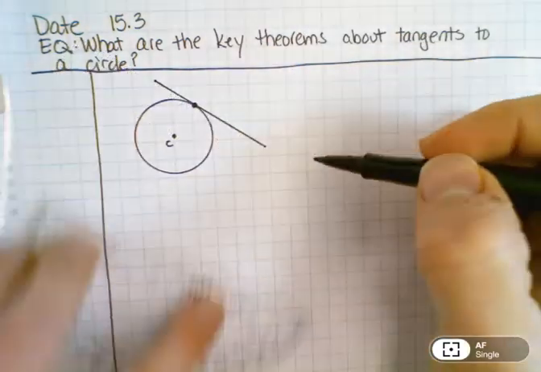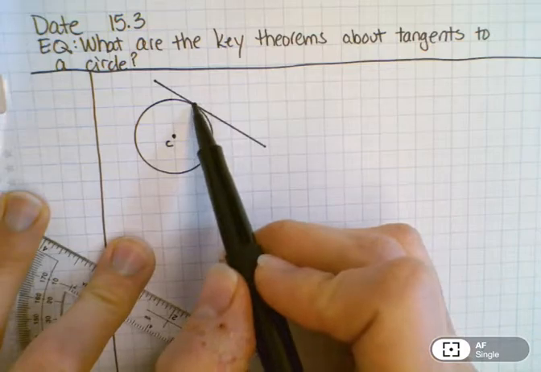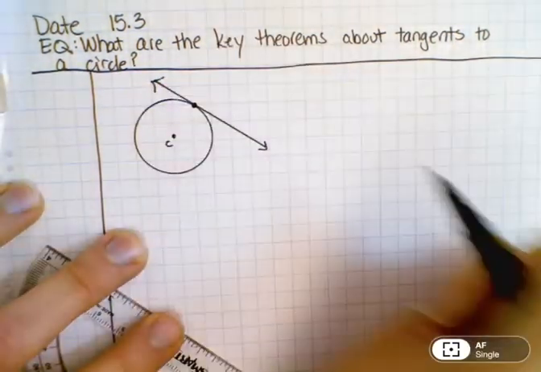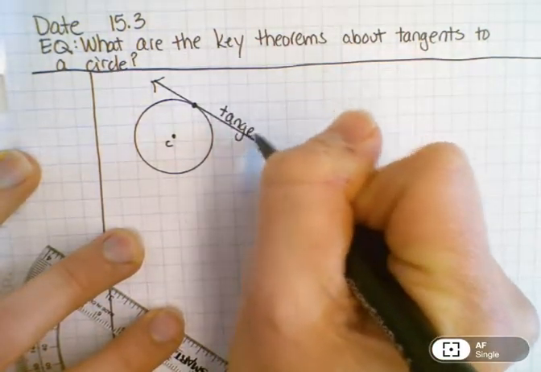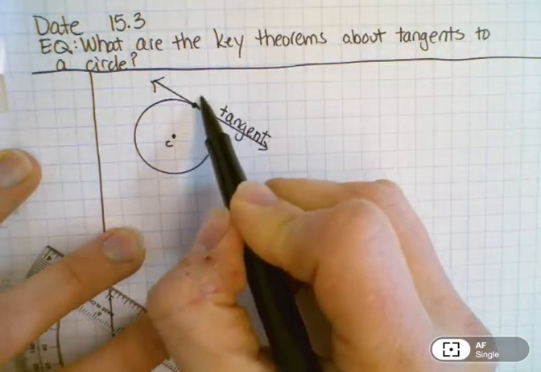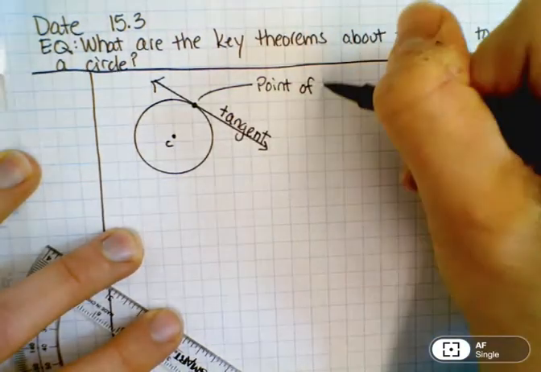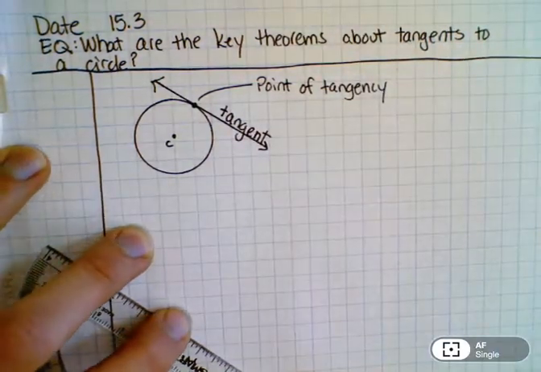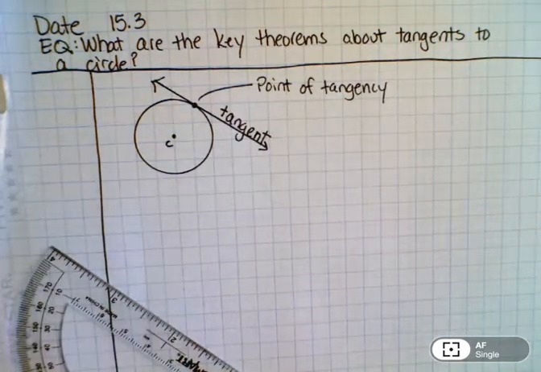And it's important that you practice with a straight edge, drawing a tangent line to the circle. So you can see that it only touches the circle in that one point. This line is called a tangent. So please label that. And this point right here is called the point of tangency. A tangent line is a line that hits a circle exactly one time.